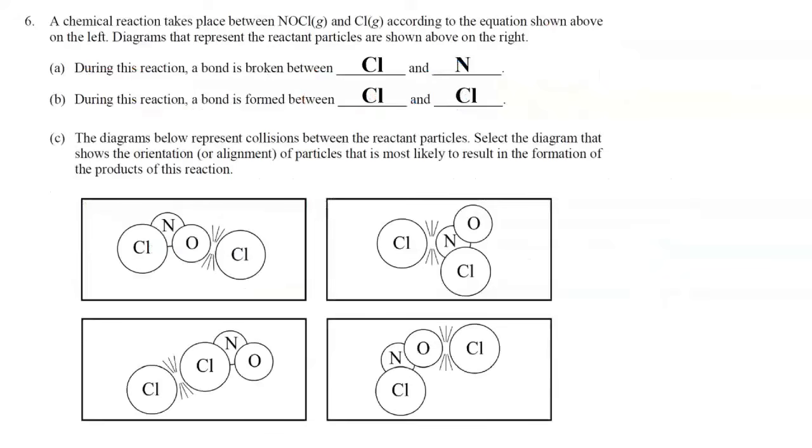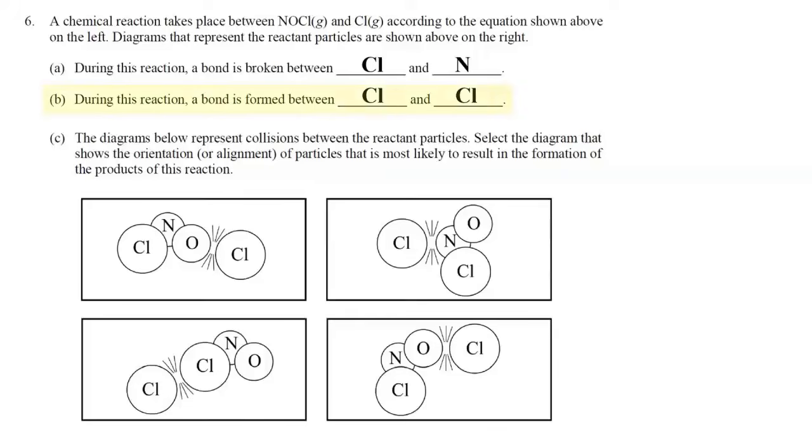Now, in part C of this question, we've already determined in part A and B which bond is broken and which bond is formed. Part C gives us 4 different diagrams that represent collisions or potential collisions between reactant particles. Select the diagram that shows the orientation or the alignment of the particles that is most likely to result in the formation of the products of this reaction. So some of these collisions are not going to be successful, and the particles will just bounce off each other. Even if they have the proper energy, they don't have the proper orientation or alignment.